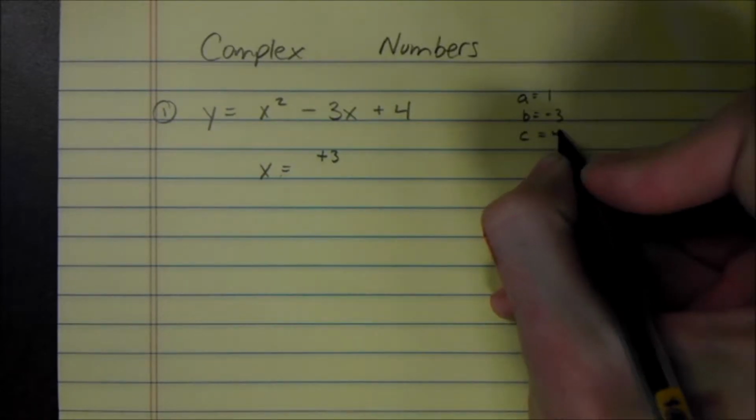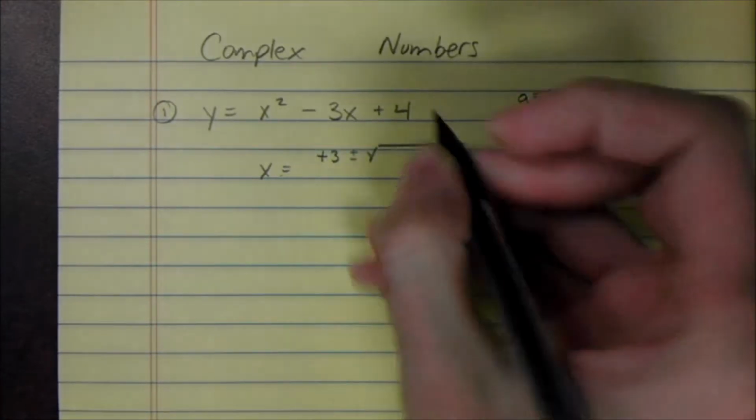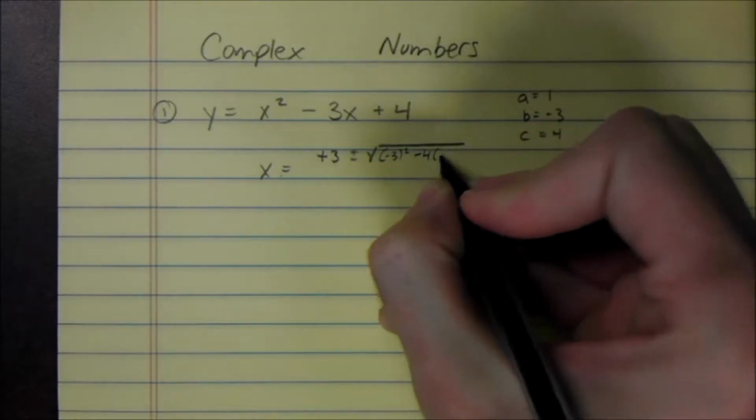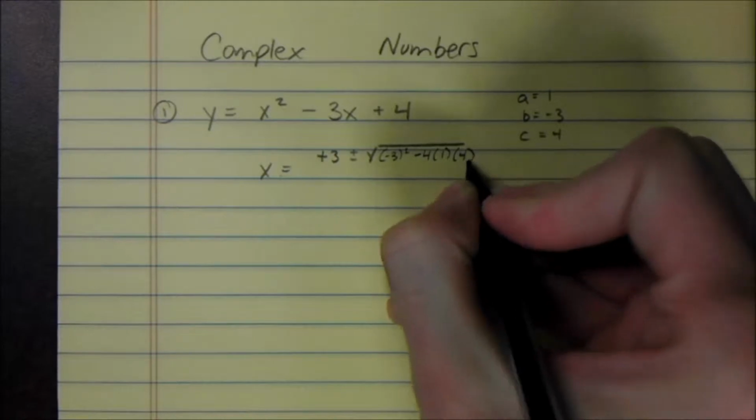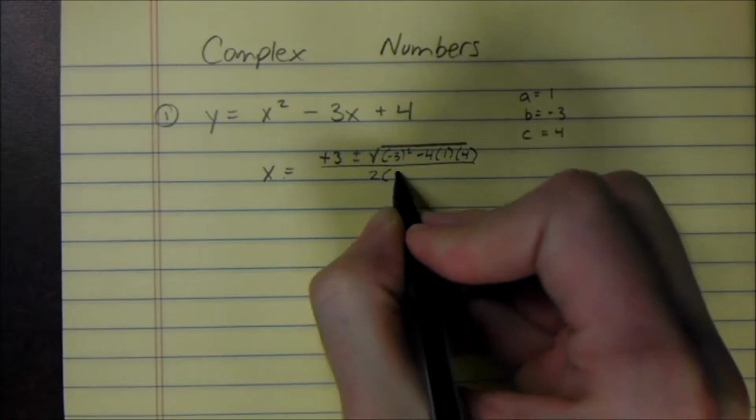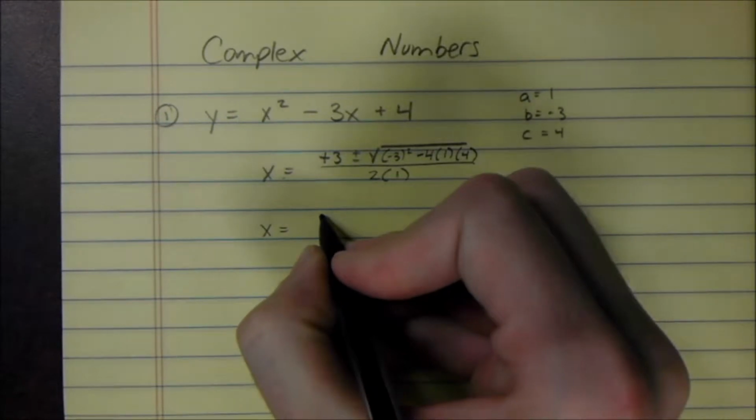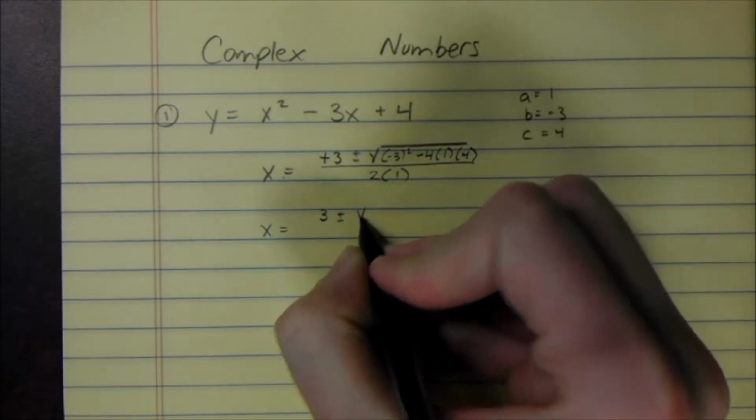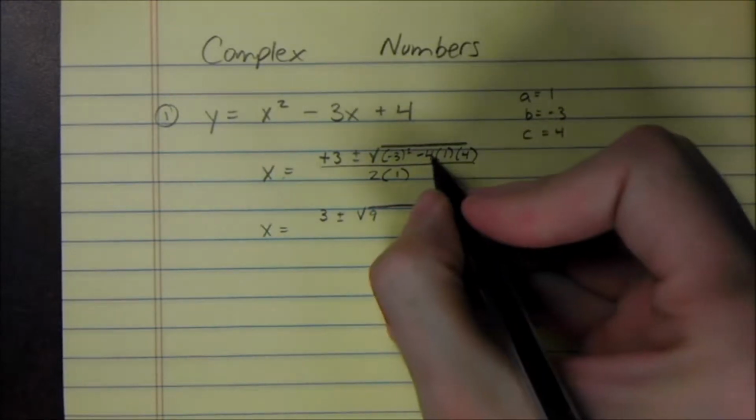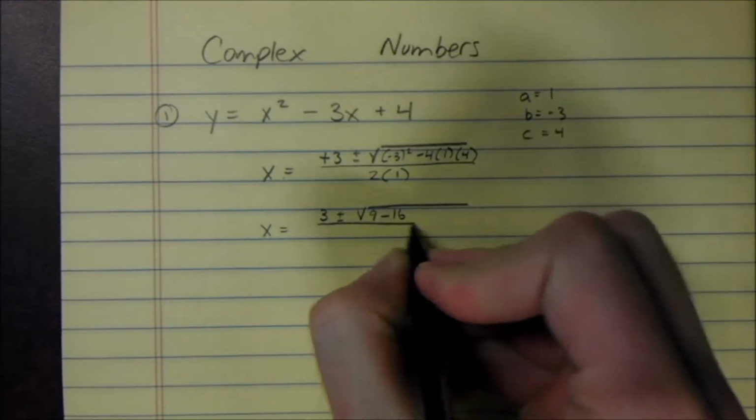So your formula is minus b plus or minus the square root of b squared minus 4 times a times c, all over 2 times a. So we're going to try to simplify this down. So we have 3 plus or minus the square root. Well, negative 3 squared would be 9. And 4 times 4 times 1 would be 16. All over 2.